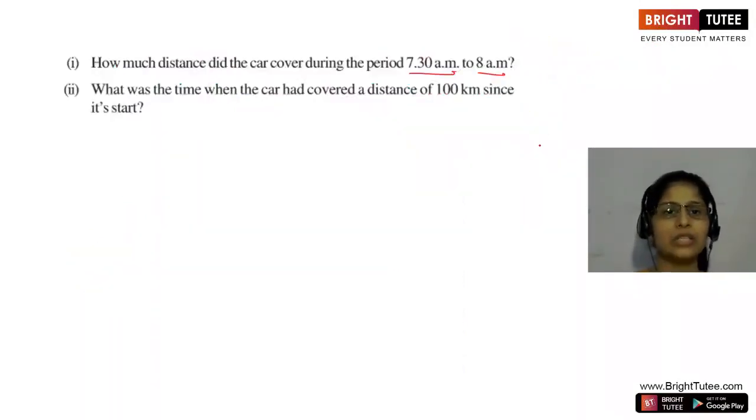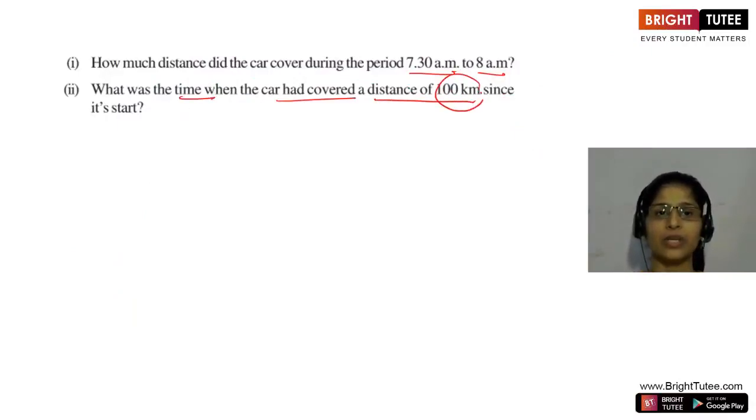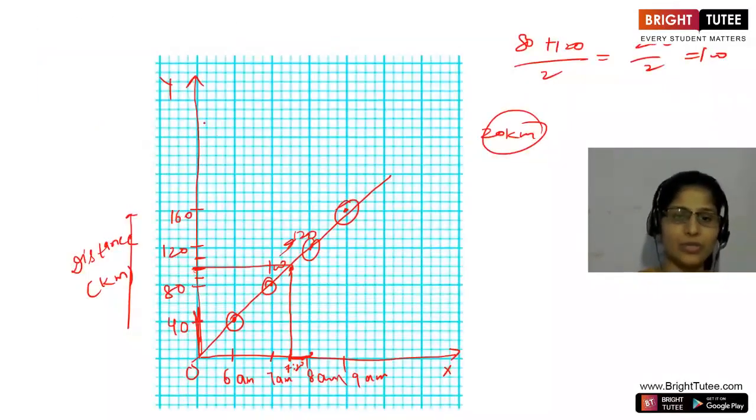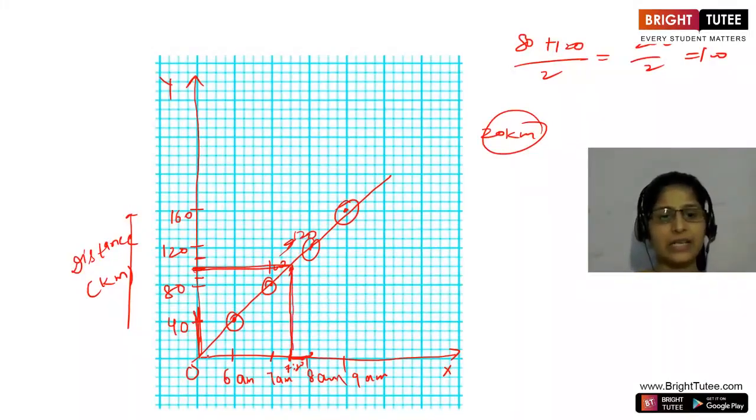The next question is asking what was the time when the car had covered a distance of 100 kilometers since it started. So total 100 kilometers you have to see in the graph. So where is 100 kilometers? It is 100 kilometers, right? So how much is the time? It started from 6, right? So 6 to 7 and 7 to 7:30.